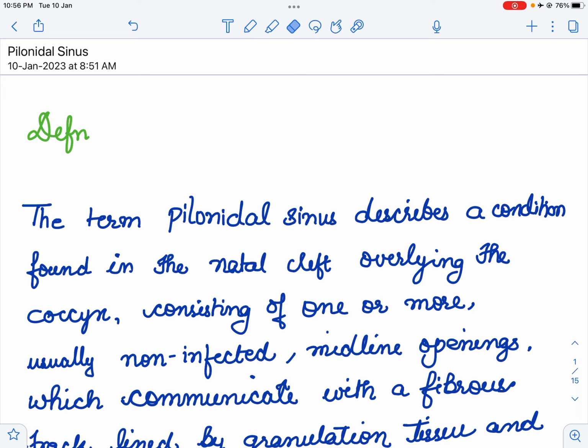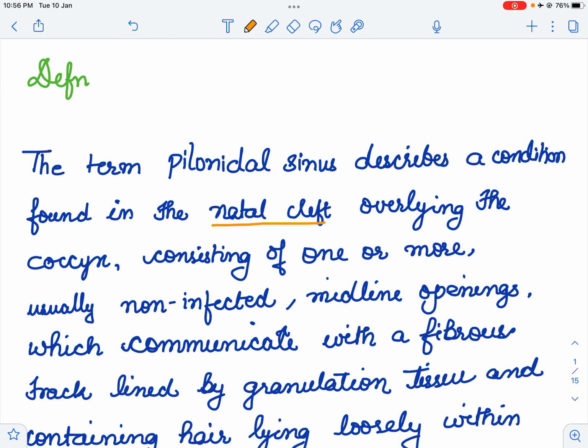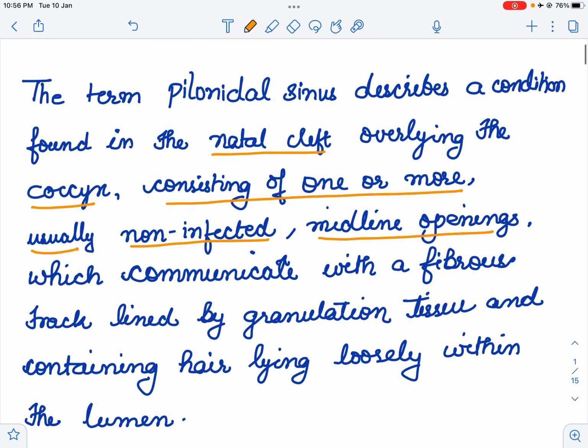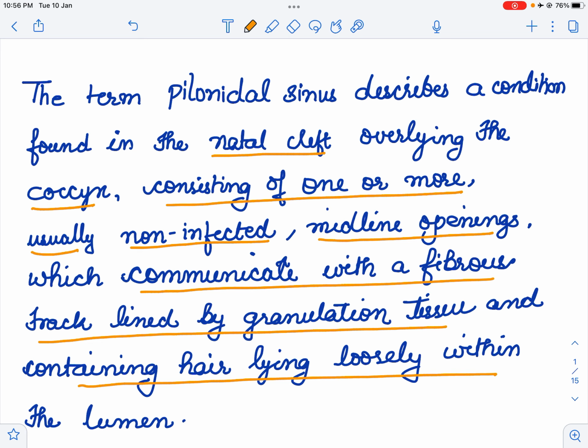In this video, we shall discuss pilonidal sinus. Now, the term pilonidal sinus describes a condition found in the natal cleft overlying the coccyx, which consists of one or more, usually non-infected, midline openings. These midline openings communicate with a fibrous tract lined by granulation tissue and contains hair which lies loosely within the lumen.